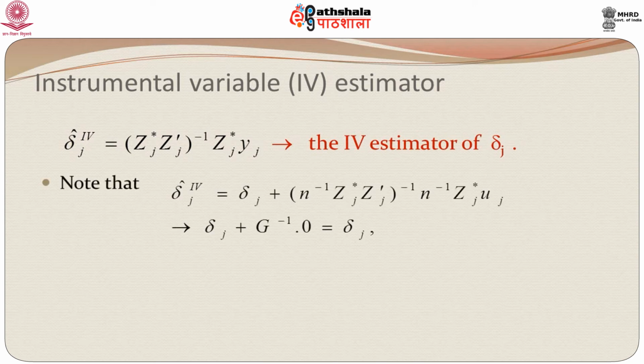Now, what is good about the IV estimator is that if you look at delta j IV, you can write this as delta j plus, again bringing in n inverse on either side, and you will see that the last term goes to 0, and therefore, what you have is delta j plus G inverse, which would be the term previous to it, into 0, and hence this would be tending to delta j. This is because zj star and uj are uncorrelated to each other. So, the IV estimator is going to be a consistent estimator.